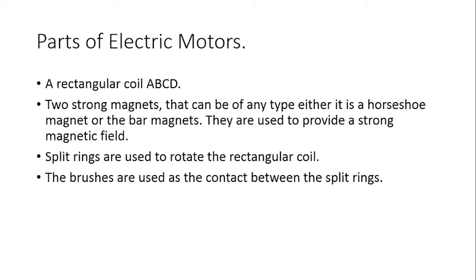Parts of electric motors. A rectangular coil ABCD, and two strong magnets that can be of any type, either a horseshoe or a magnetic bar. They are used to provide a strong magnetic field. Split rings are used to rotate the rectangular coil. The brushes are used to make contact with the split rings.